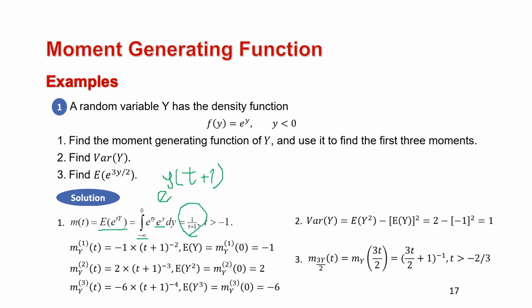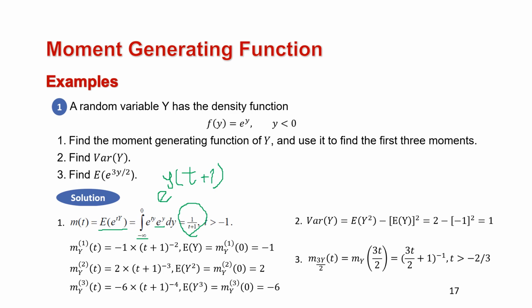Right. How can we find the first, second, or third moments? Let's differentiate this function. And here, because I have 1 over t plus 1, t should be greater than negative 1. If t equals negative 1, then I have infinity, which is, of course, I can't have a moment generating function equal infinity. How can we differentiate infinity?